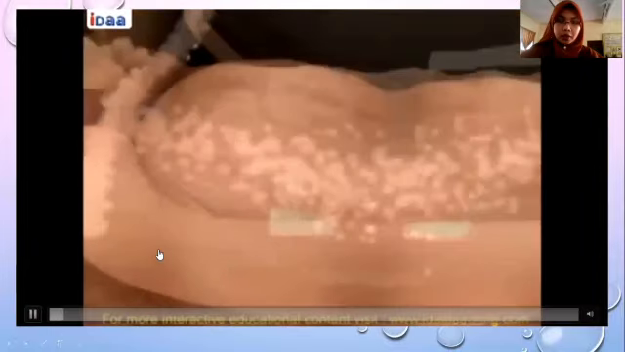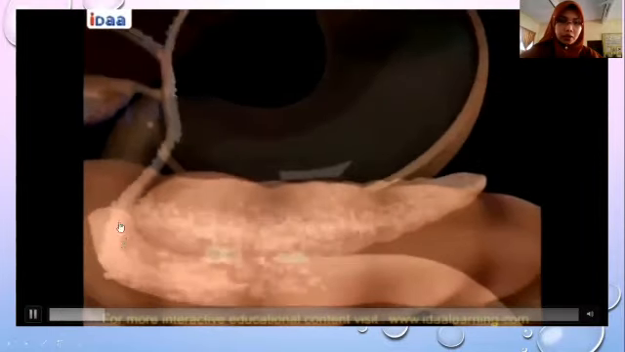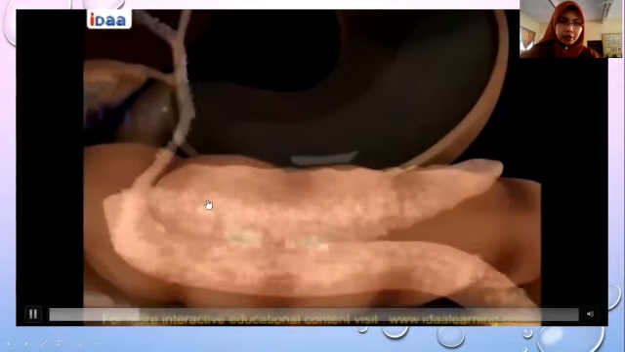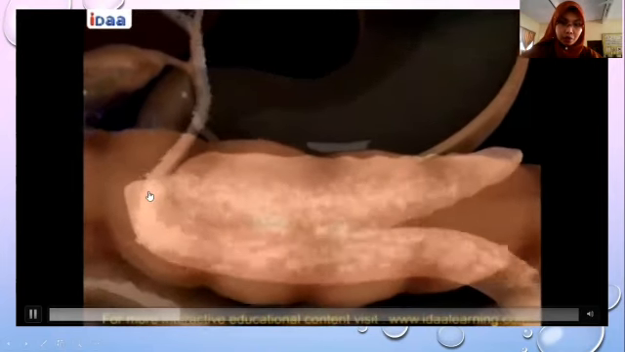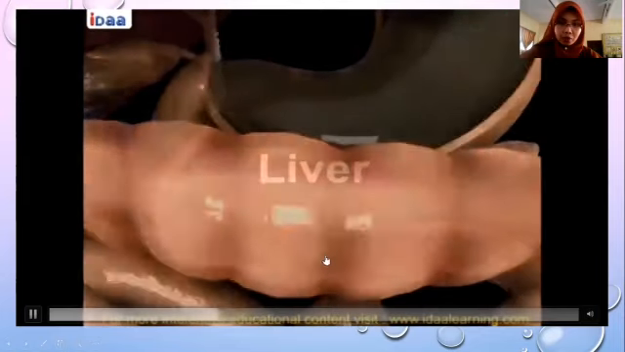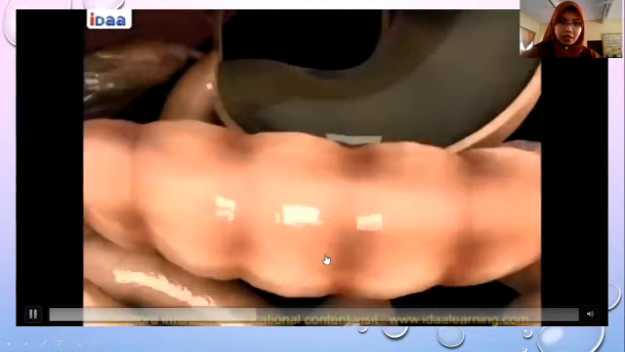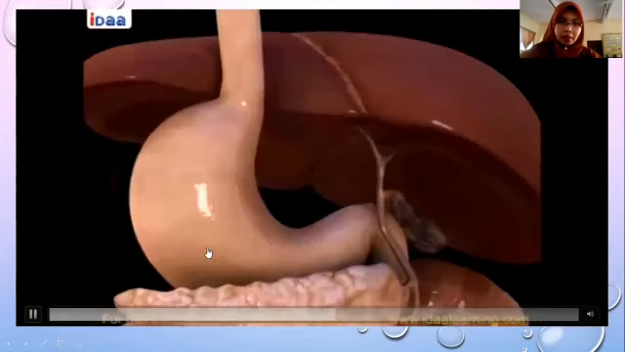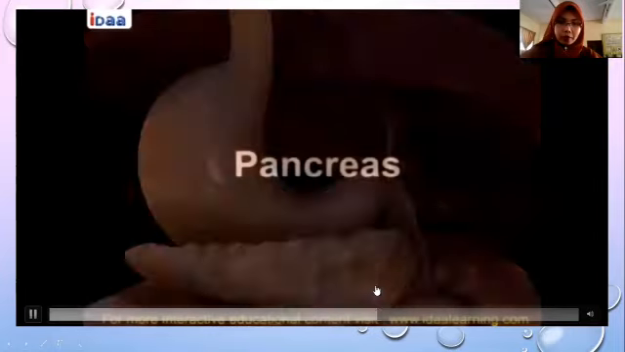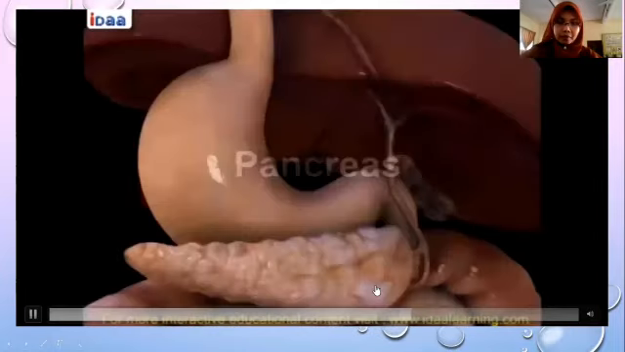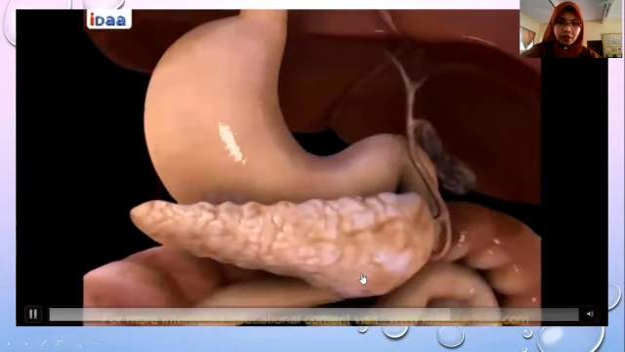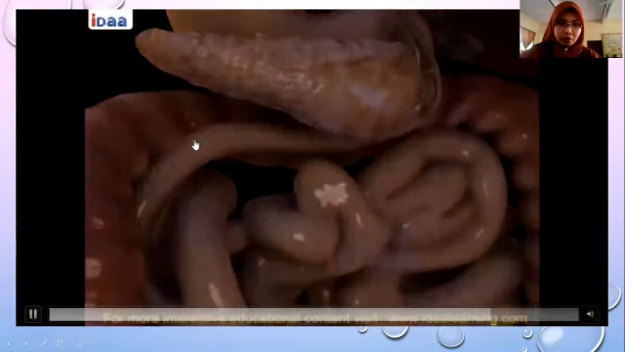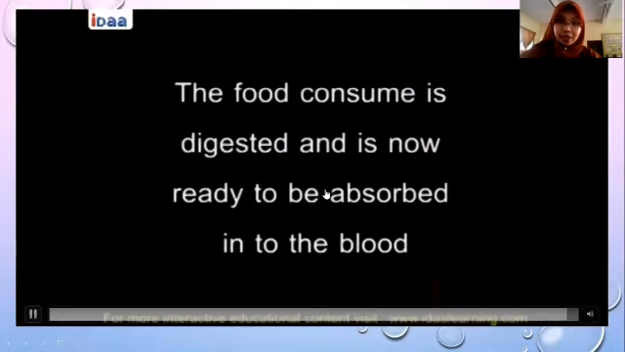Now we look at the structure of the small intestine. This is the bile from the liver. This is the pancreatic tube from the pancreas, so it goes to our duodenum. This is the structure of the liver. This is the gallbladder. This is our stomach. This is our pancreas. You can see this is our duodenum. In here there are small particles that can be absorbed in our small intestine, which is the ileum.